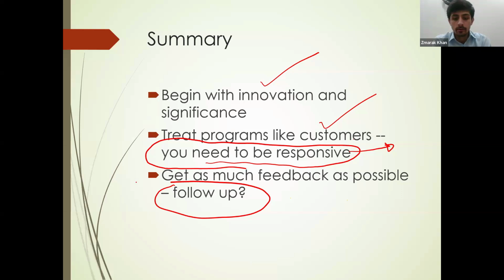Right, sir. So next up, Dr. Zia was asking the question, what should we do if a proposal has been approved by two agencies at the same time?